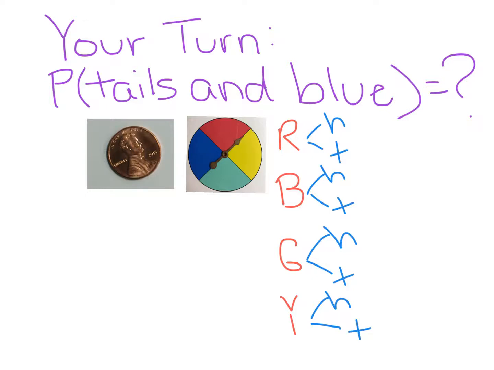So your next thing that you should be doing is figuring out how many total outcomes could happen from this experiment. So I could get heads or tails twice and spinning red. So 1, 2, 3, 4, 5, 6, 7, 8 is my total number of combinations that I can get. And then I need to figure out tails and blue. So blue is here and tails is here. That happens 1 out of 8 times. So that is the probability of getting tails and blue.